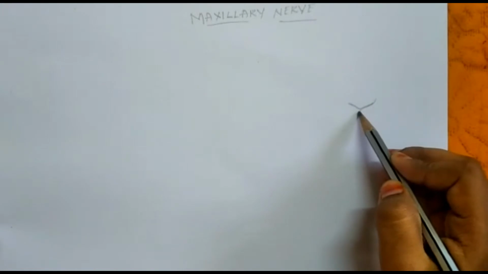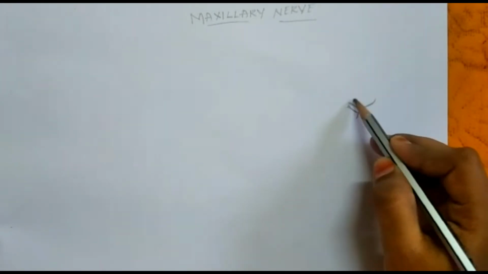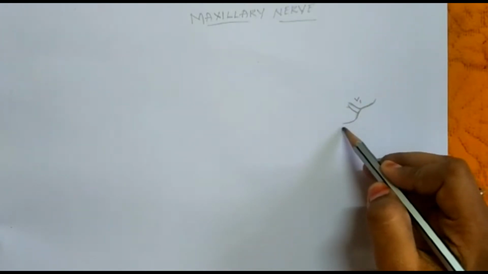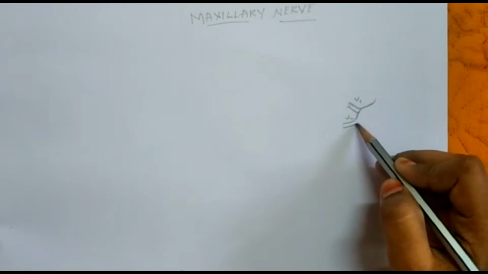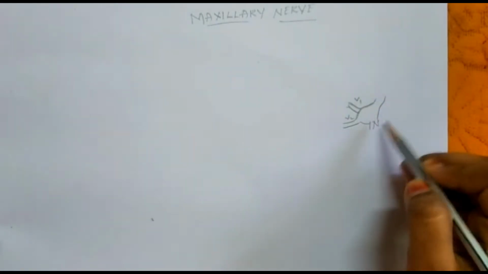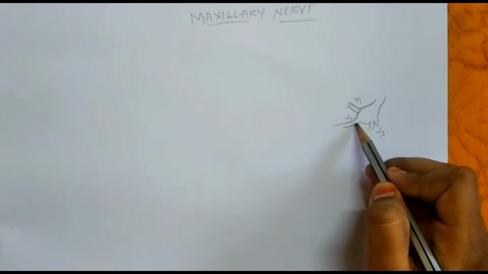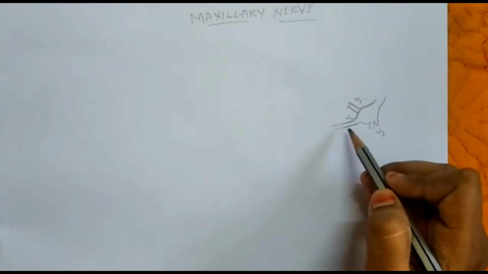Maxillary nerve is a purely sensory nerve which originates from the trigeminal ganglion. The trigeminal ganglion has three branches: the ophthalmic branch first, the second maxillary branch, and third the mandibular branch. So let's see the second branch, the maxillary branch, which is purely sensory.